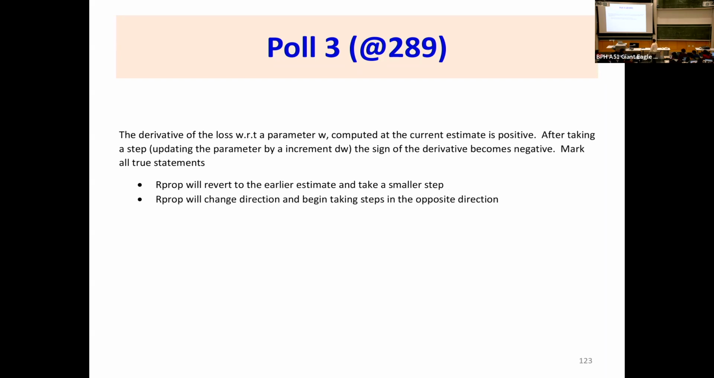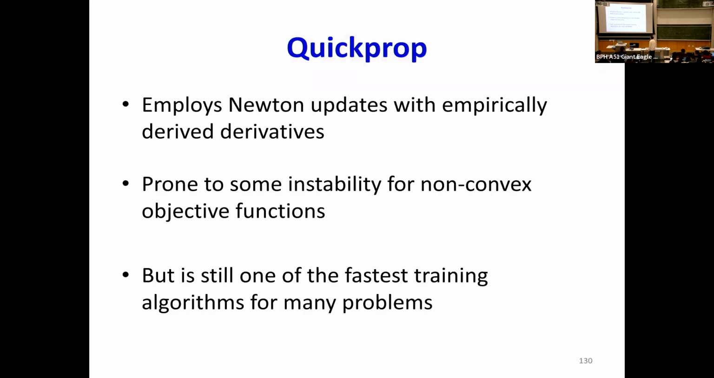A, right? RProp will revert to the earlier estimate. If you overshot, it's going to revert to the earlier estimate and take a smaller step, okay? Easy one. So there are other solutions of the same kind. QuickProp was invented by our own Scott Fahlman.